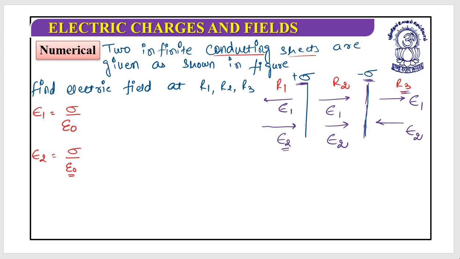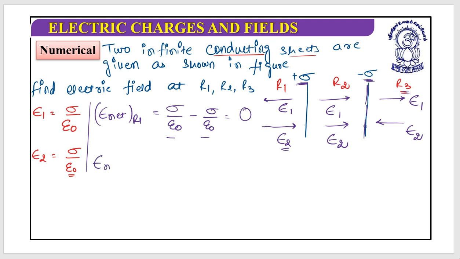Now let's talk about the E net. E net in region R1: the directions are opposite to each other, so they would be subtracted, sigma by epsilon naught minus sigma by epsilon naught. As these two have the same numerical value, the answer would be 0.